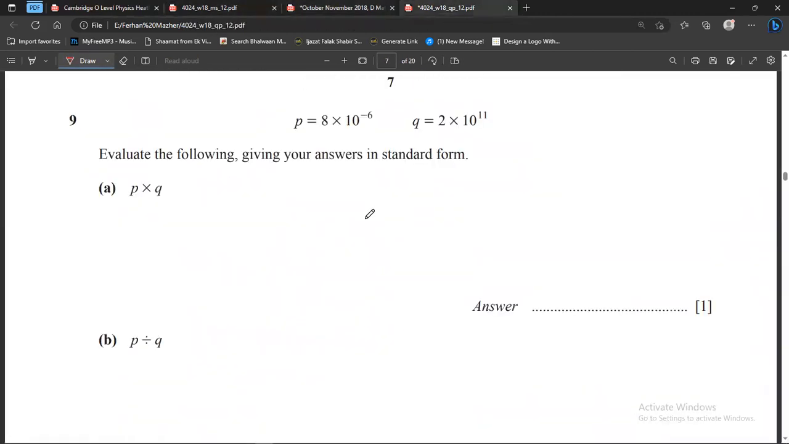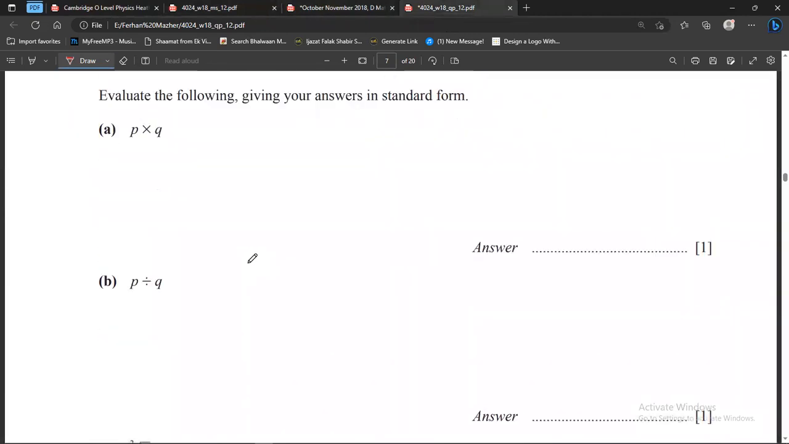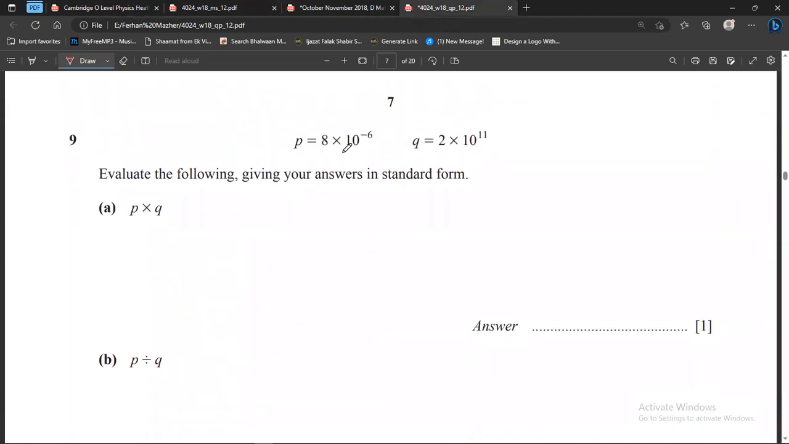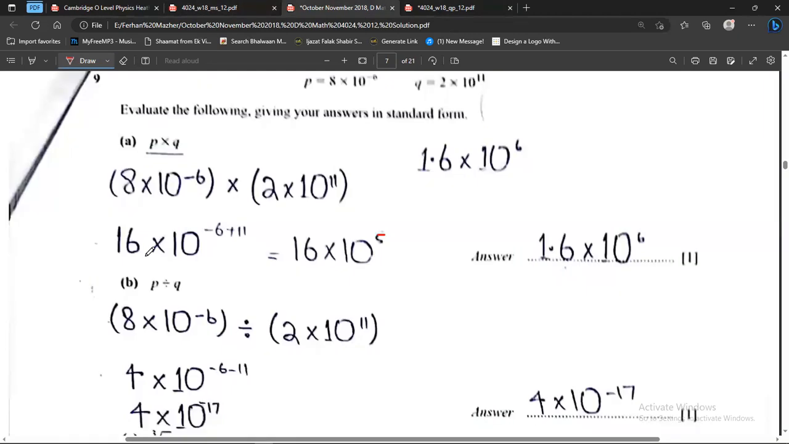This is the solution. Okay, question number 9, it's B part. It's a 1 mark question. They want me to find out P divided by Q. P divided by Q, this thing divided by this, okay?